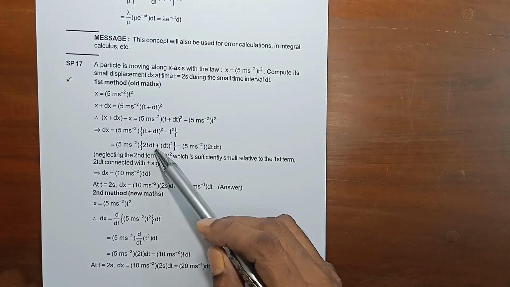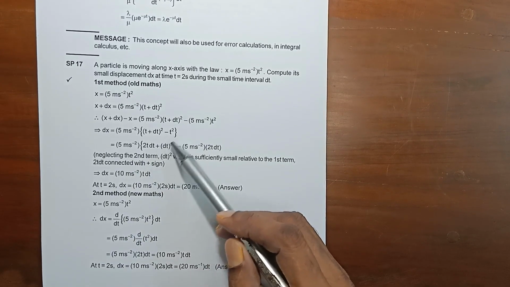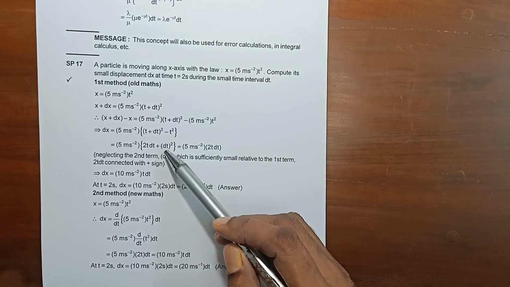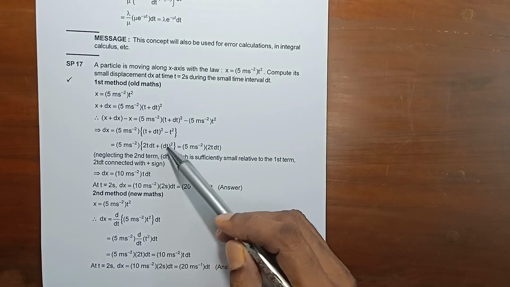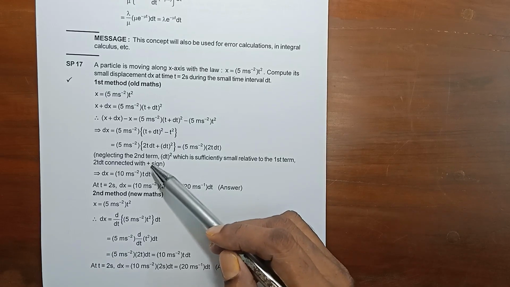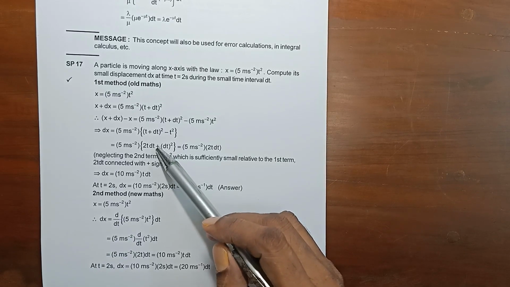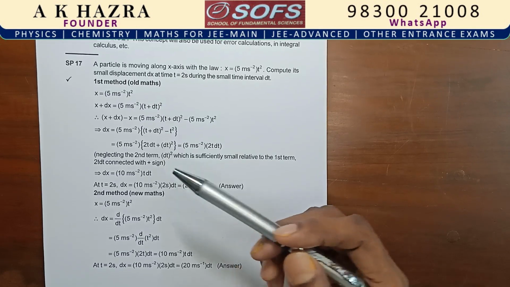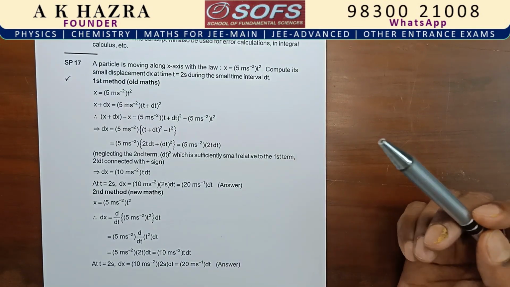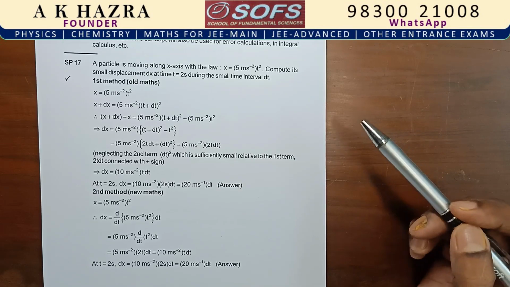Since they are connected by plus sign or minus sign, it can be neglected. That is, simply dt plus dt square equals 0. If it is connected by plus sign or minus sign, be careful. Here it is connected by plus sign, so dt square must be 0. If you have plus dt cube, obviously 0. If you have minus dt to the power 4, obviously 0.